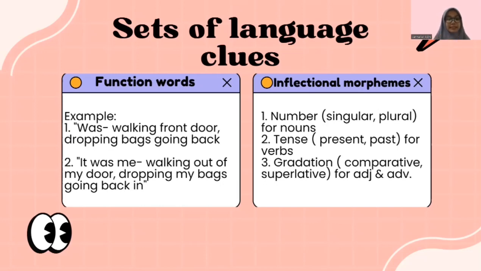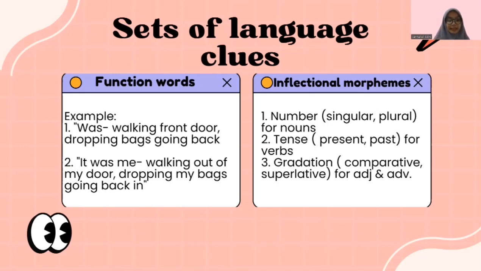For example, the first is number, singular or plural, for nouns. For example, he owns several rare books. The letter, or the morpheme, S at the end of the morpheme book is the inflectional morpheme. The second is tense, present or past, for verbs. For example, Mary walked with her brother.